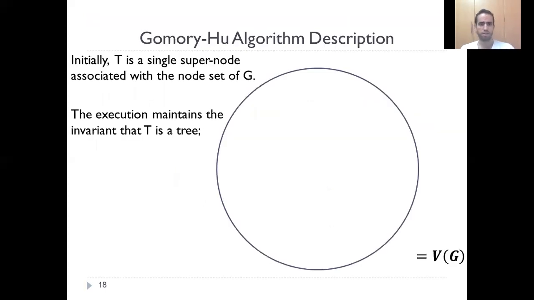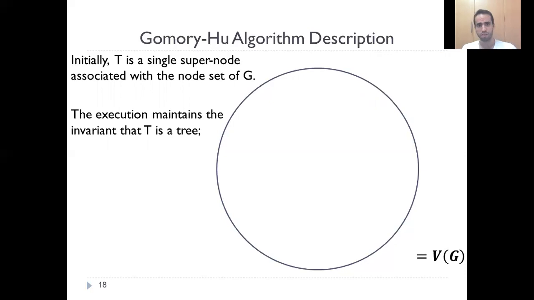So now let me describe the Gomory-Hu algorithm quickly. We can think about it as running in two processes. We can think about them independently, even though they're not. In one process, T is a single supernode that is associated with the entire node set. This is the way it starts. And the execution maintains the invariant that T is a tree.